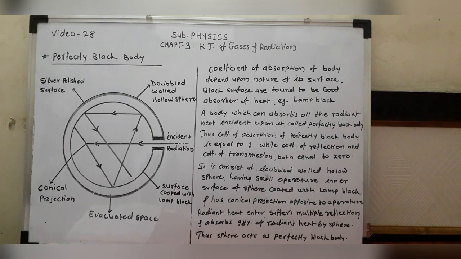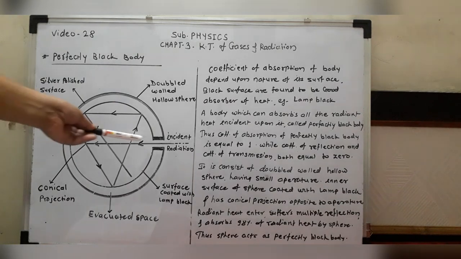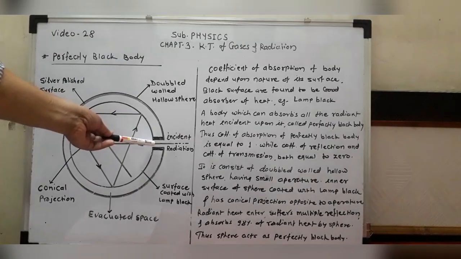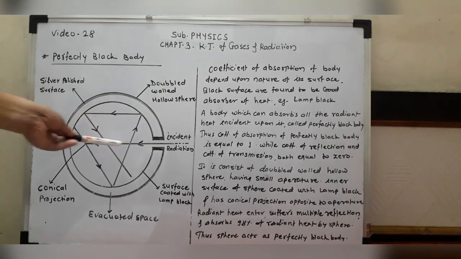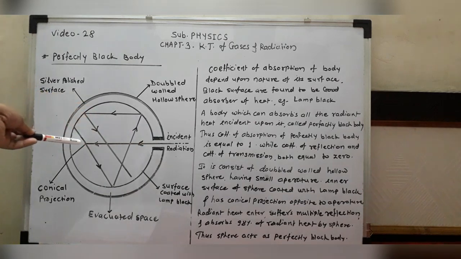Now it has a small aperture as shown in this figure, and through this small aperture the incident radiation enters and is incident on this conical projection. This is nothing but a conical projection. Because of that, there will be multiple reflections from this conical projection.